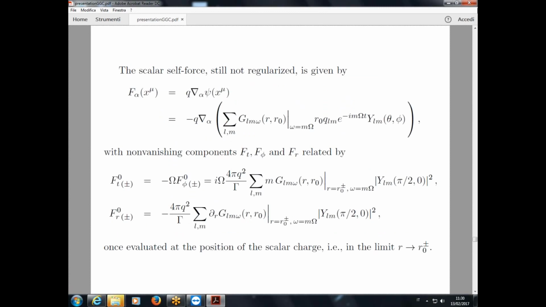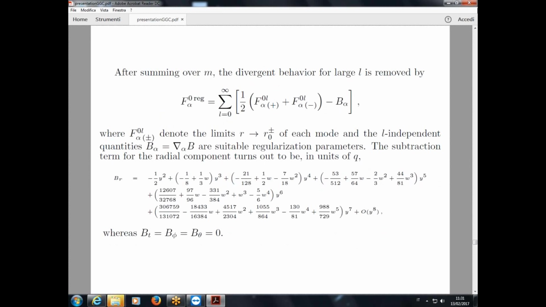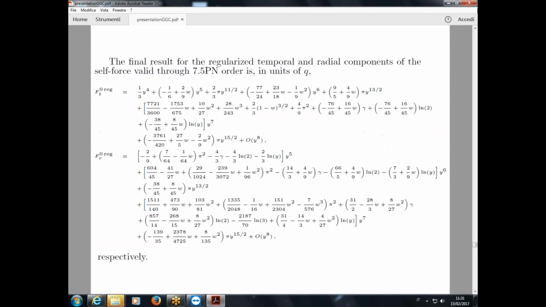To calculate the scalar self-force, we need to take the derivative of the scalar field. So you can do this without regularizing, and the only non-zero components are t, phi, and r. You can calculate like that. But then you need to do the regularization of the scalar force, which is the derivative of the other term that we already calculated. The others are going to be 0.